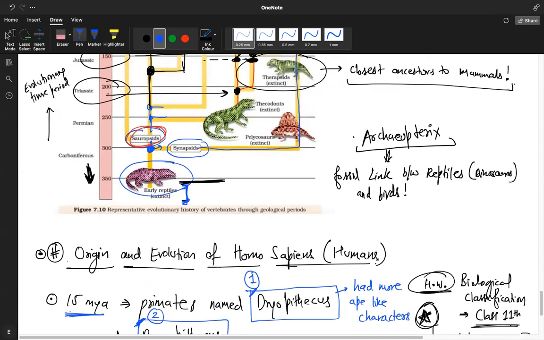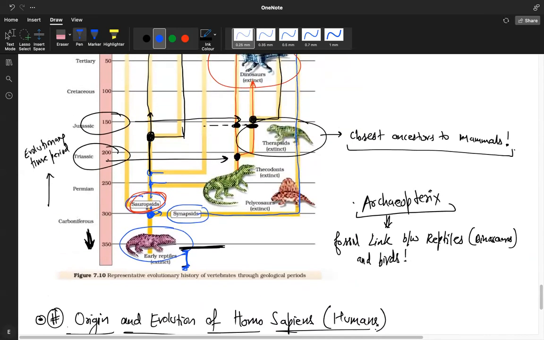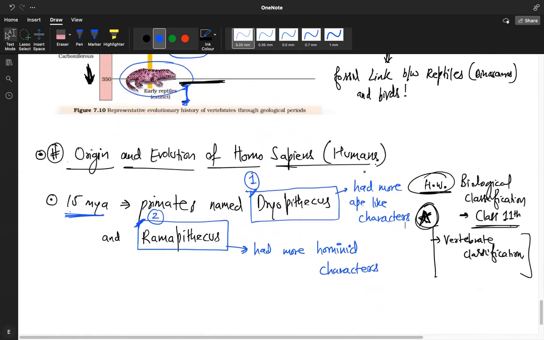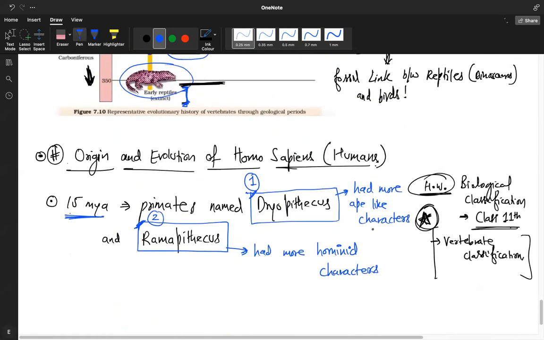Just like you can understand this as synapsids and sauropsids. If I say that lizards evolved from synapsids or mammals evolved from lizards, it's not true, right? Yes, sir. There were two different branches already. So apes were more of a Dryopithecus kind of population, and then Dramapithecus.